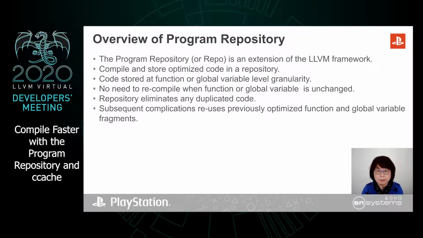Today I will give a lightning talk about compiling your code faster using the program repository and Ccache together. The program repository is a research project that aims to improve turnaround times. It reduces the compilation time by reusing previously compiled functions and global variables. It reduces duplication by centralizing program data in a repository. The functions and global variable fragments are shared across multiple translation units.